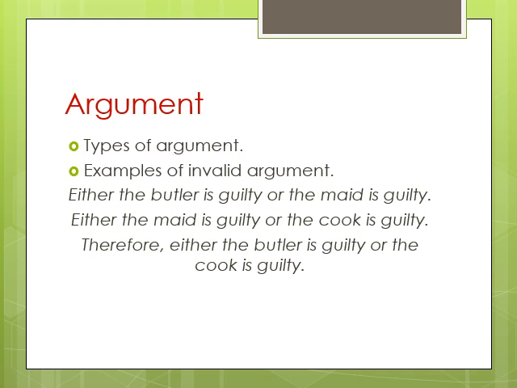Let's take an example of an invalid argument. It says either the butler is guilty or the maid is guilty. Either the maid is guilty or the cook is guilty. Therefore, either the butler is guilty or the cook is guilty. If you analyze this argument, it's an invalid argument because the conclusion could be false even if both premises are true. For example, if the maid were guilty, and both the butler and the cook were innocent, then both premises would be true and the conclusion would be false.